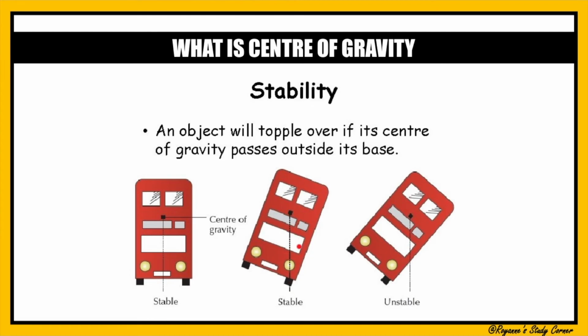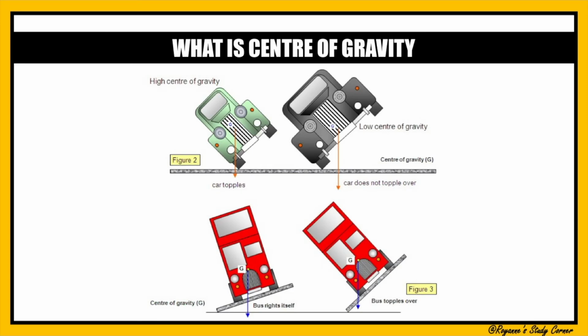Even if the maxi tilts rather, why am I saying maxi? It's a bus here, but you all know what I mean. Even if it tilts, the weight will still continue to act downwards. And if it tilts so much that the center of gravity is now acting outside of this base, it will topple over. Here we see two of the factors that affect stability.